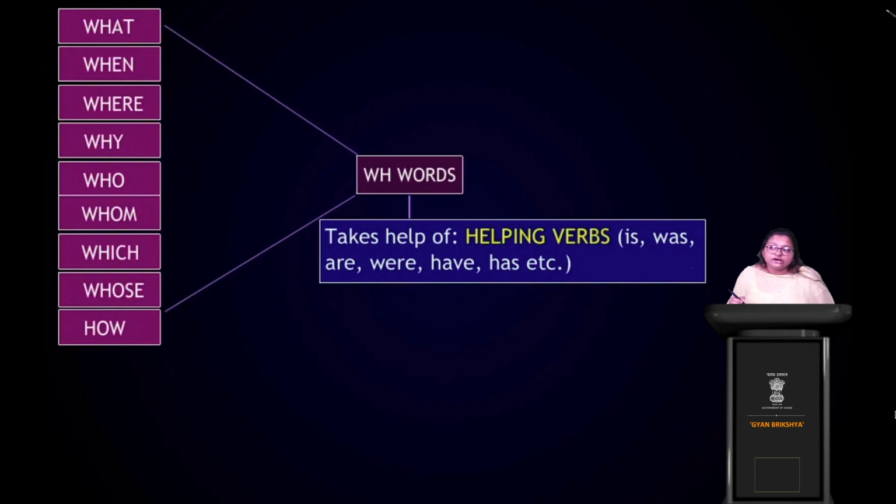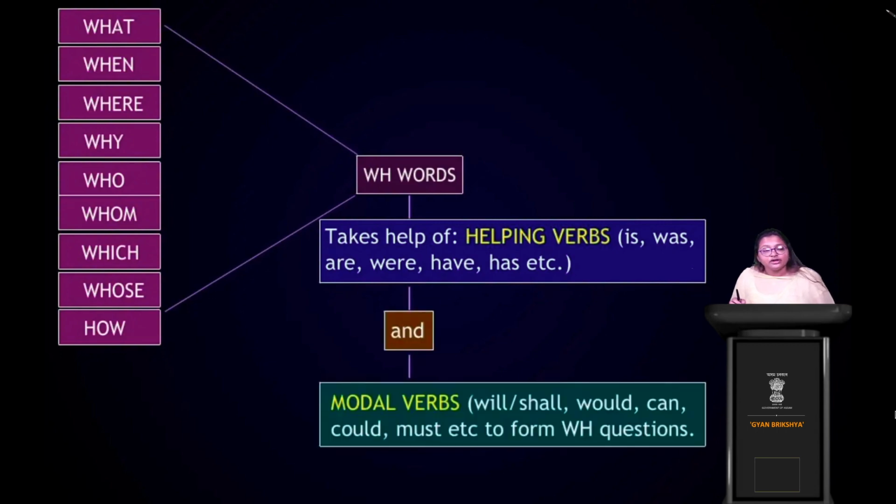What is your name? What were you doing in the garden? Which one of them is your book? This is how these question words take the help of helping verbs, and also modal verbs like will, shall, would, can, could, etc., to form the questions. So WH words are used to make questions.